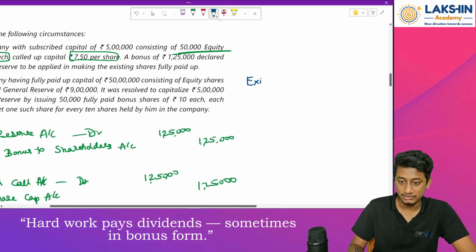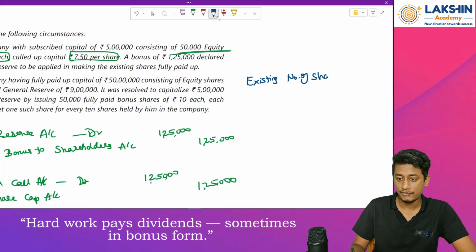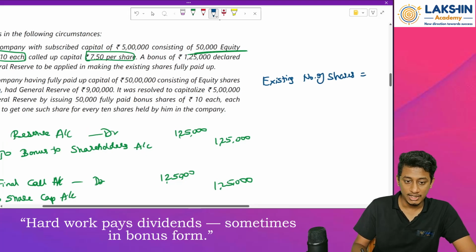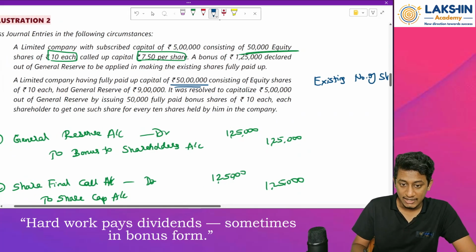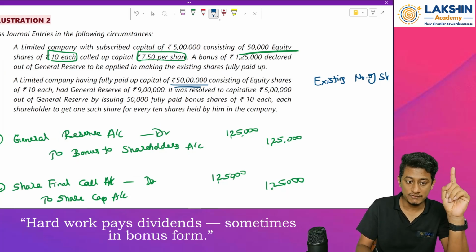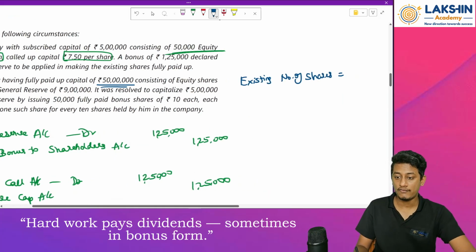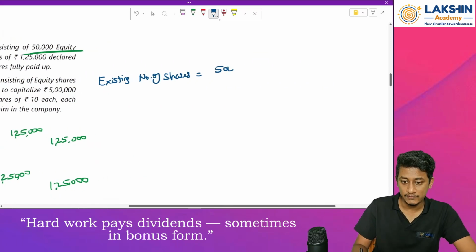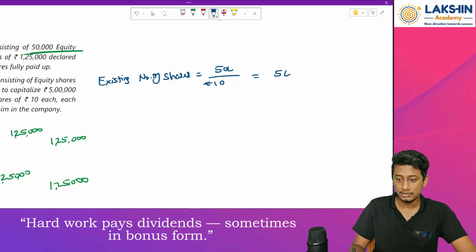See, 50 lakh rupees was the capital. For each share, how much value? Rupees 10. That means find out the number of equity shares. So 50 lakhs divided by rupees 10. That will be 5 lakh equity shares.